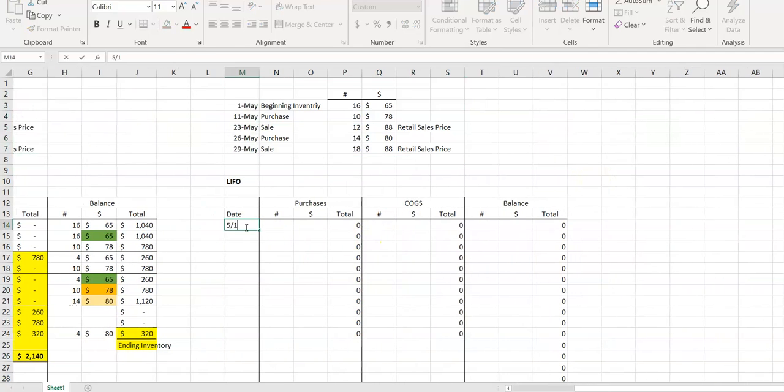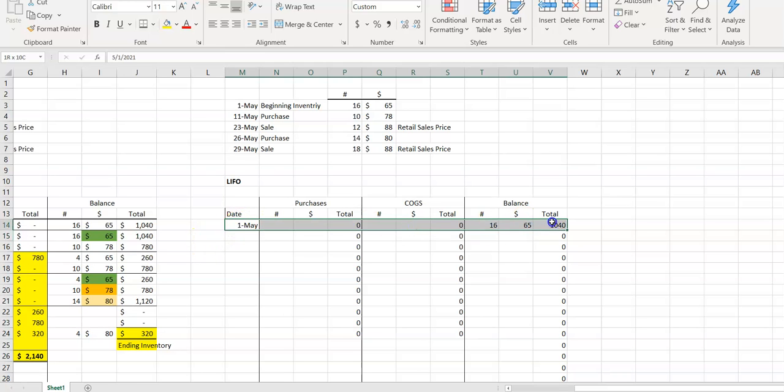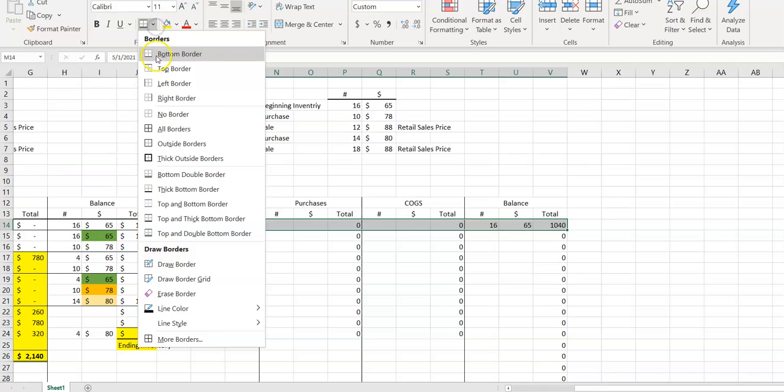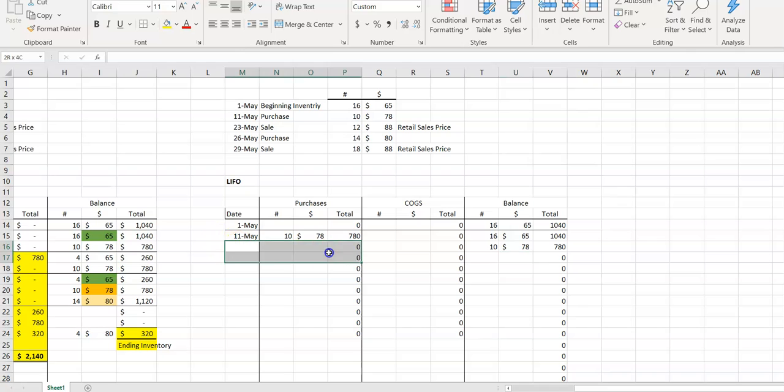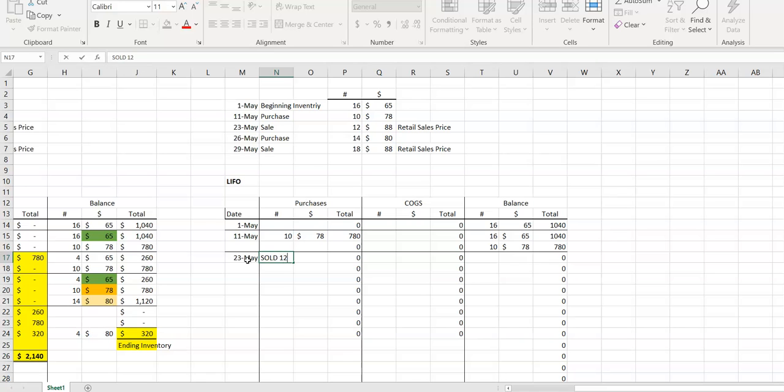All right, so May 1st, we had a beginning inventory of 16 at 65, and draw a line under it. Then May 11th, we purchased 10 at 78. Bring down the other inventory first, then add in the 10. Then May 23rd, I sold 12.